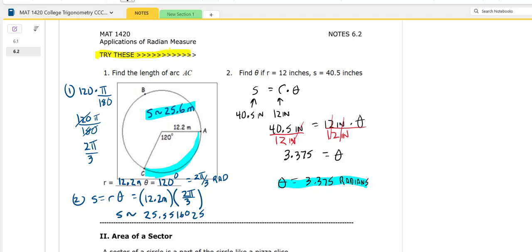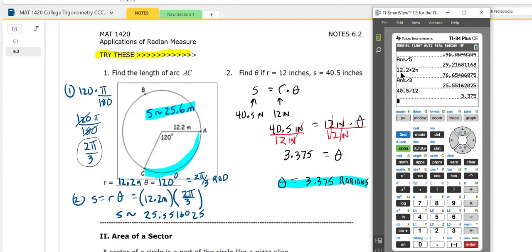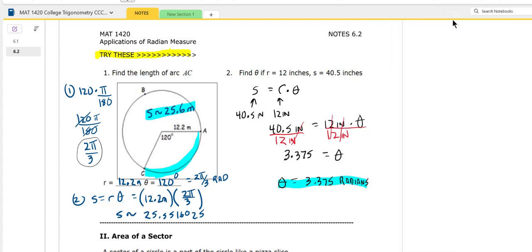So what I did on this is I started by changing the 120 degrees to radians by multiplying by pi over 180 to get 2 pi over 3. Then I do S equals R theta, so I take the radius, and then I multiply that by 2 pi over 3. You do that on your calculator. This is what came out. And you could look at my calculator if you wanted to see what I did. I just did 12.2 times 2 pi. I got the 76. Then I divided by 3. So I just did that in a couple of steps is what I did. Okay, pause the video if you need to write that down or need to look at anything on that.